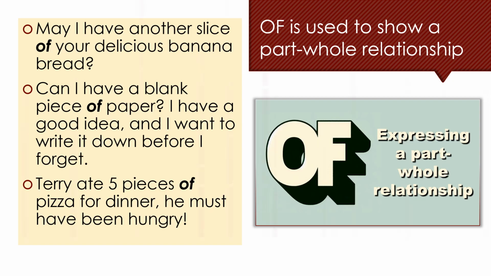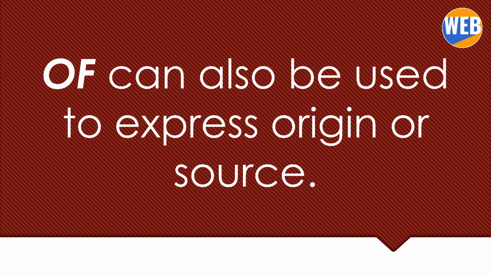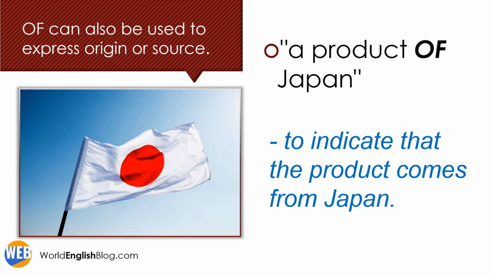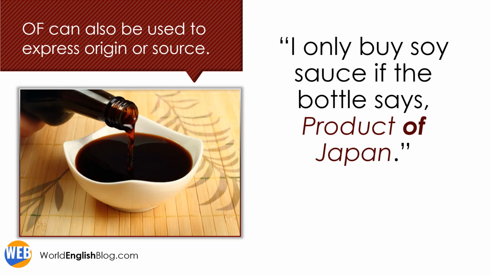In addition to possession and part-whole relationships, of can also be used to express origin or source. For example, you can say a product of Japan to indicate that the product comes from Japan. I only buy soy sauce if the bottle says, product of Japan.